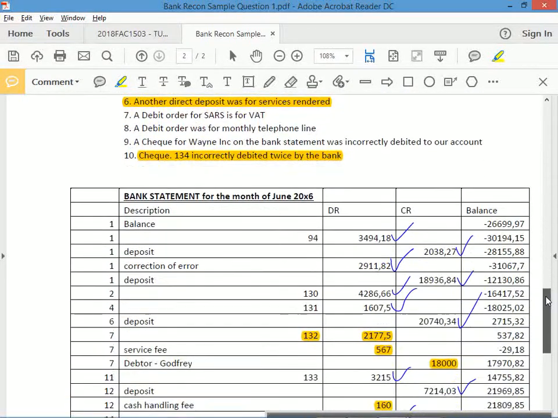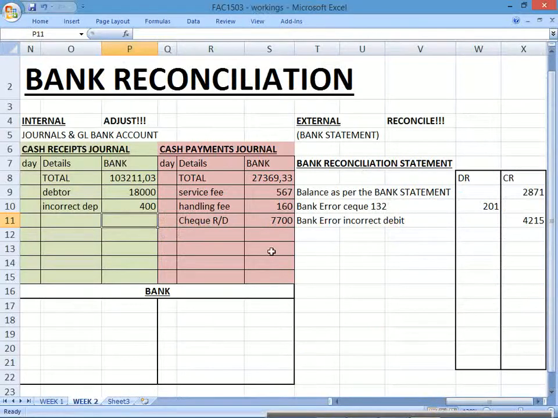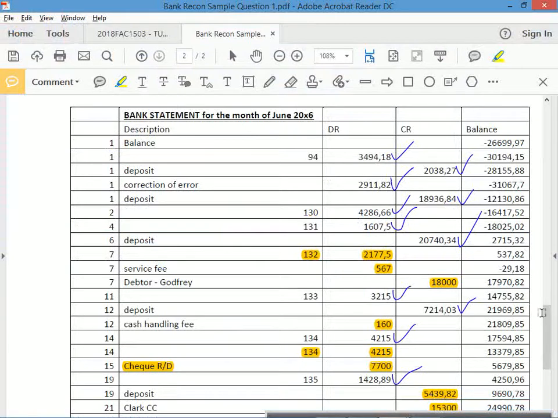Adjust or reconcile? Adjust. The business needs to change their records. The bank is correct. Services rendered. Okay, please write the whole thing in. I'm running out of space. Okay, what was the amount? Let's check. 15,300. Right, there it is. Another one, complete. Okay, let's go back. Let's carry on.